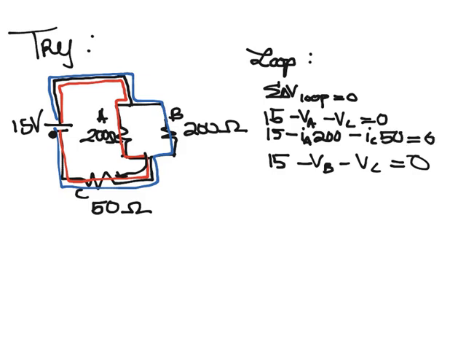I can do the same thing with VB. I have 15 minus IB, RB, which is 200, minus IC times 50 equals 0. Okay, so those are my two loops.